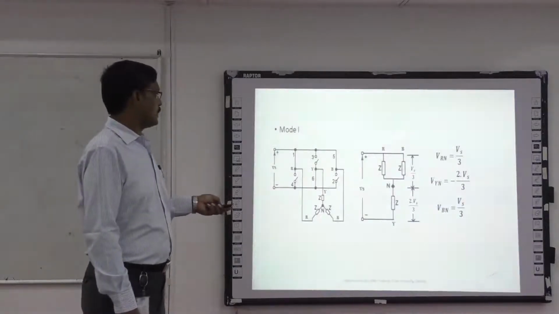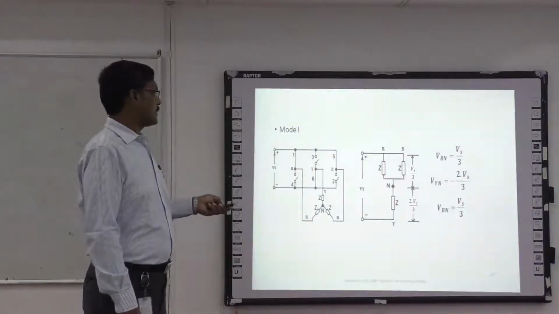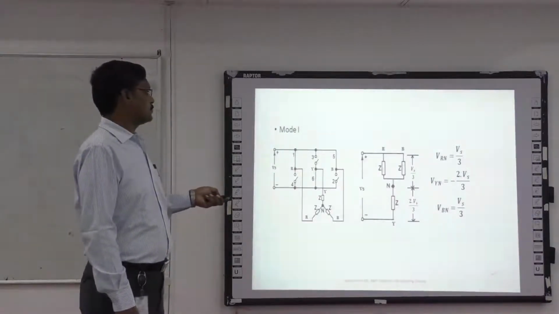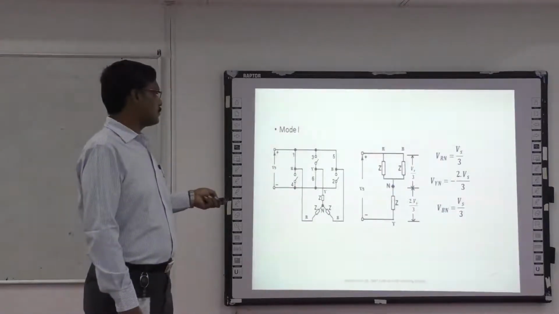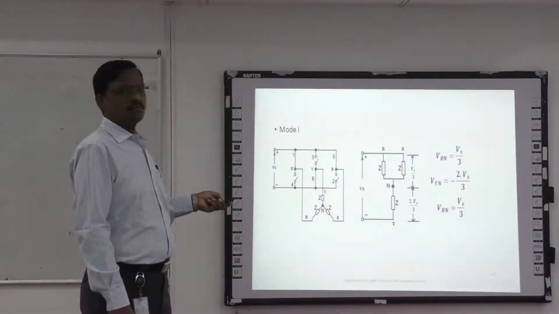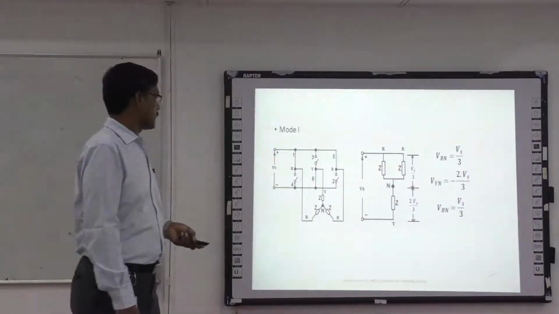This VYN belongs to the lower leg, so we are taking a minus symbol here. These 2 are the upper leg, so we are getting a positive sign. Here, wherever 2 switches are conducting, that side we have Vs by 3 voltage, and on the other side we will have 2 Vs by 3 voltage.